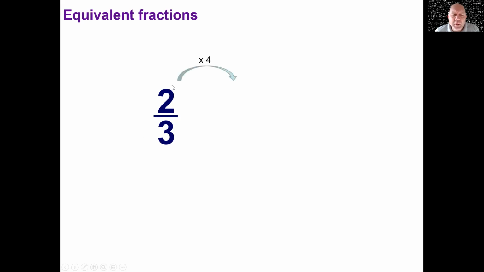But we can create an equivalent fraction by multiplying this numerator, the 2, by any number. I've chosen 4. 2 times 4 gives me 8 as my new numerator. And remember, we do the same thing to the bottom. So the 3 times 4 gives us 12. 2/3 is equivalent, it's the same value as 8/12.